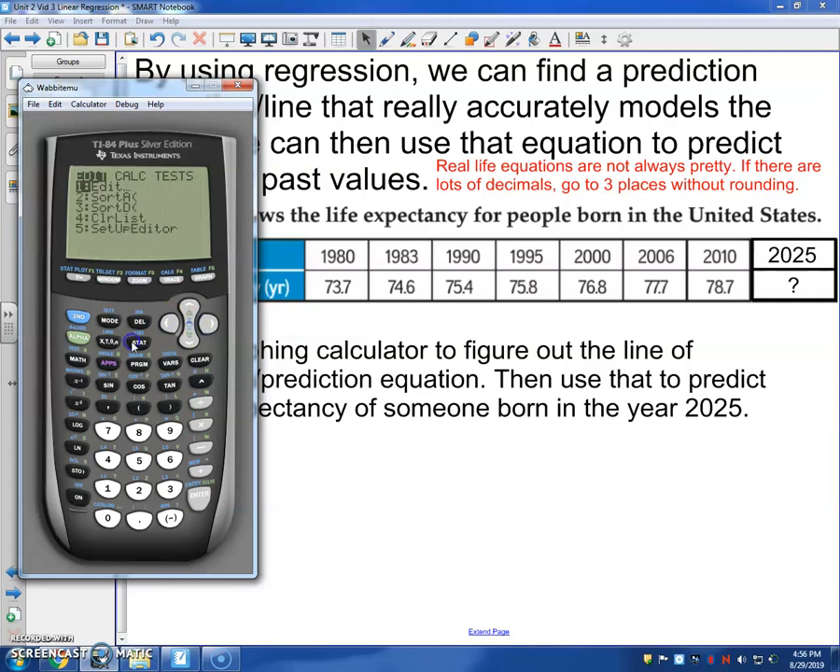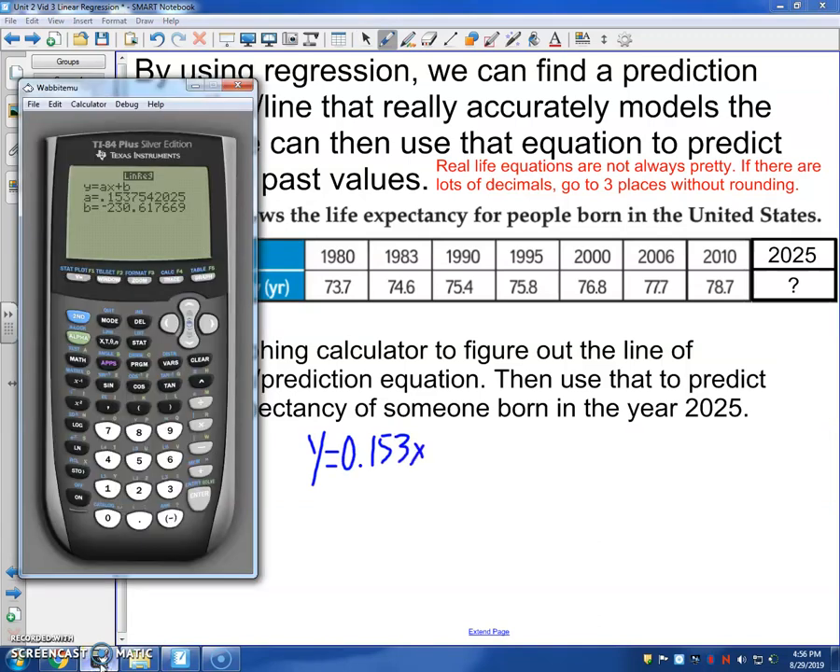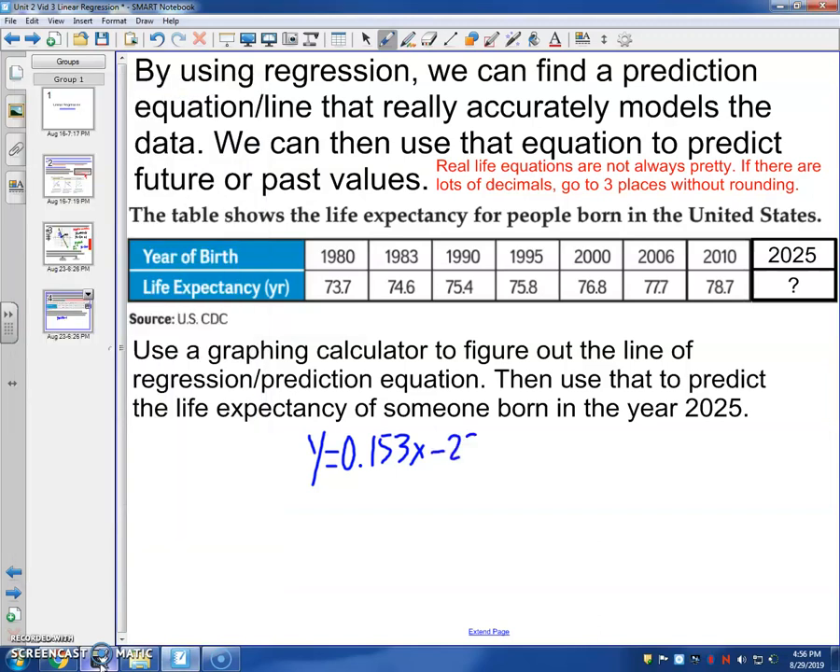I'm going to go back to stat, calculate, let's go right to calculate and go down to 4. Enter all the way down. There's my equation. So y equals ax plus b, I have to plug in a and b. A, not rounding, is 0.153. So I get y equals 0.153x. And you can put a 0 wherever you want, you don't have to. And then b is negative 230.617. There's my equation.